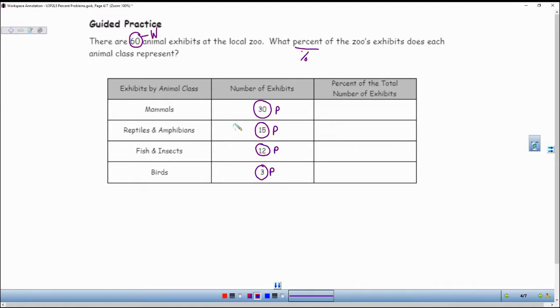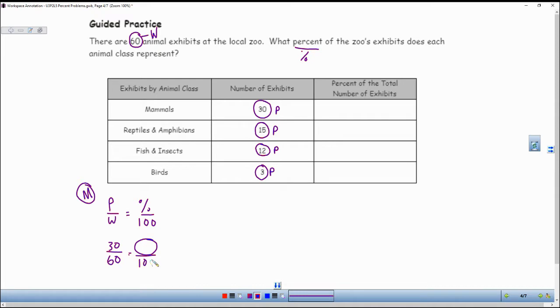Now, here's the thing. If you think about this, this first one isn't that tough. So 30 animal exhibits out of 60. So I'm going to write that as a fraction. 30 out of 60. Actually, you know what? I'll set it up as a percent proportion. Part over whole equals percent over 100. So this is for mammals. I'll put an M here. The part would be 30 out of 60. The whole is 60. We don't know the percent, and that's always out of 100.